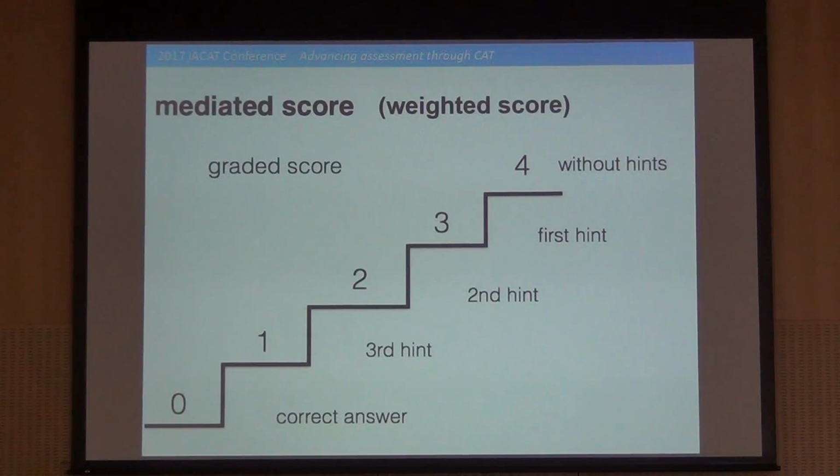The mediated score represented the weighted score according to the number of graded hints provided, according to the student's answering patterns. See? If the student couldn't get the correct answer on the first trial with that hint, the system automatically goes on to the next grade. Okay? Then, again, if the student couldn't get the right answer, the system goes on to the next grade. So the more mistakes the student makes, the more the score will decrease. See, that's the mediated score, the weighted score.